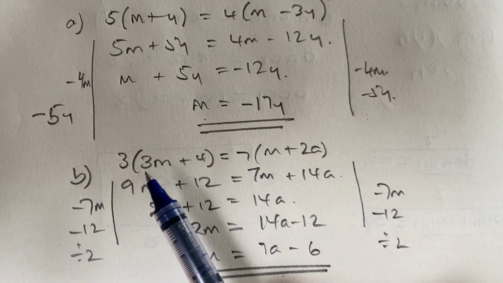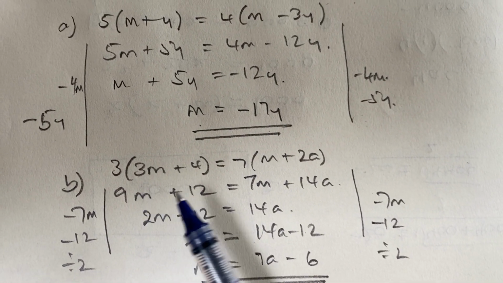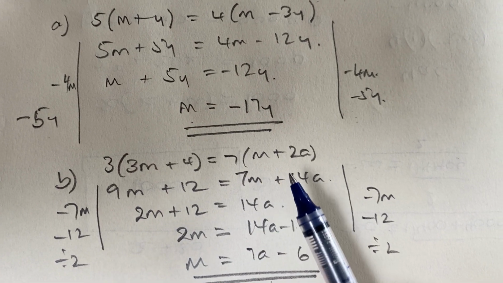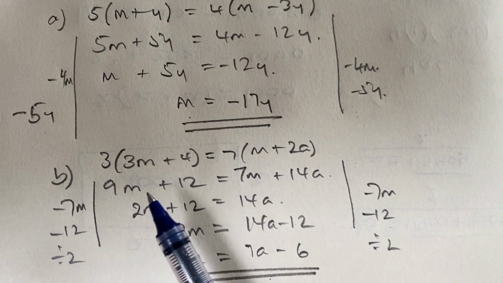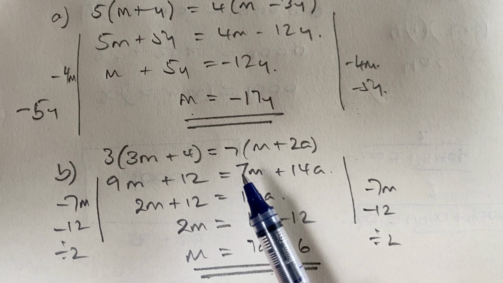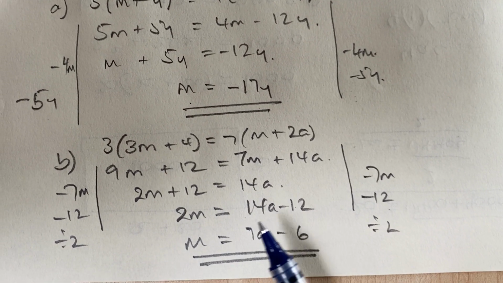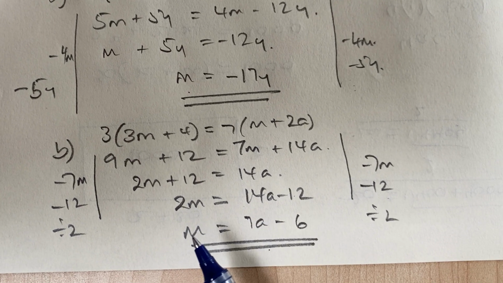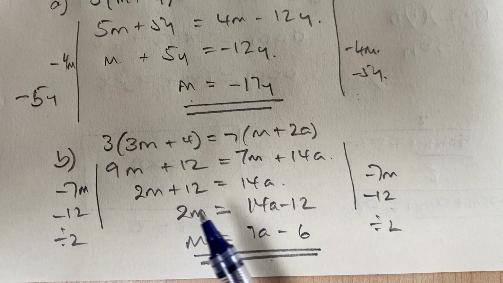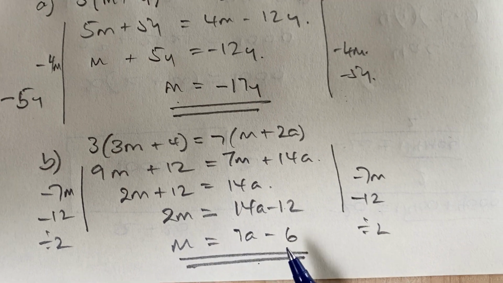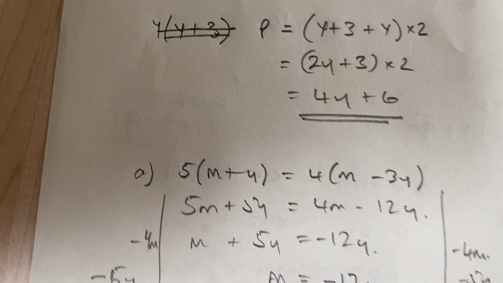On B, here, multiply out the brackets, you get 9m plus 12, 7m plus 14a. Again, most m's on this side, so take away those 7m from both sides, take away the 12 from both sides, and then you get this. Divide everything by 2, every term, this, this, and this. You end up with that there. Then we get to C.